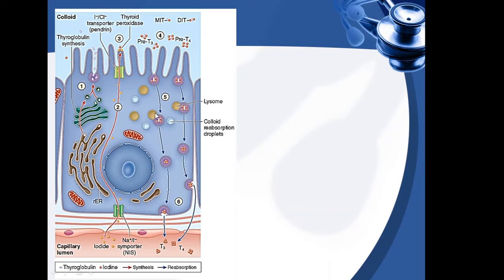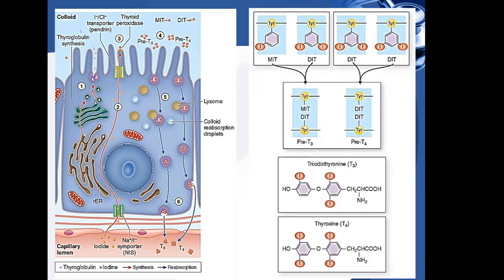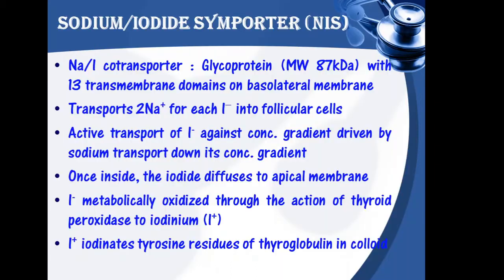The protein undergoes proteolysis, and you get active T3 T4 residues inside the secretory granules, which are then exocytosed into the blood circulation. So these are the different forms that are available. You have monoiodothyronine, diiodothyronine, and a monoiodothyronine and a diiodothyronine combines together to form the pre-T3, whereas two diiodothyronines combine together to form the pre-T4. And this is the structure of T3 and T4.